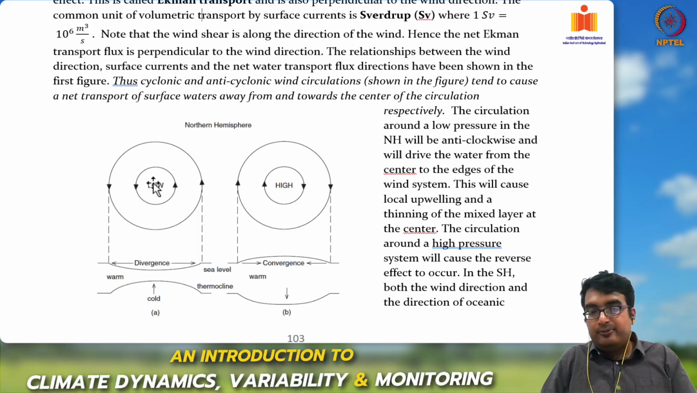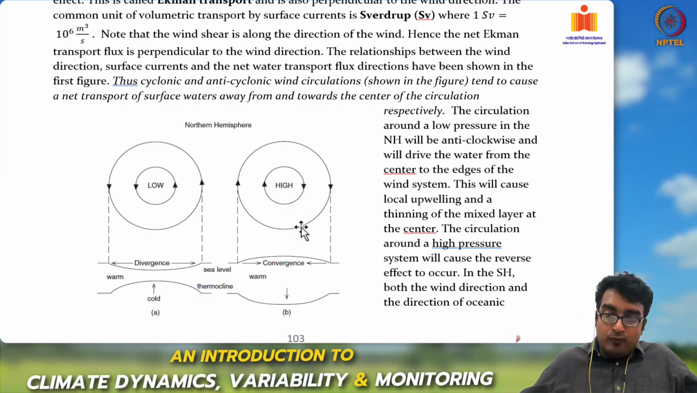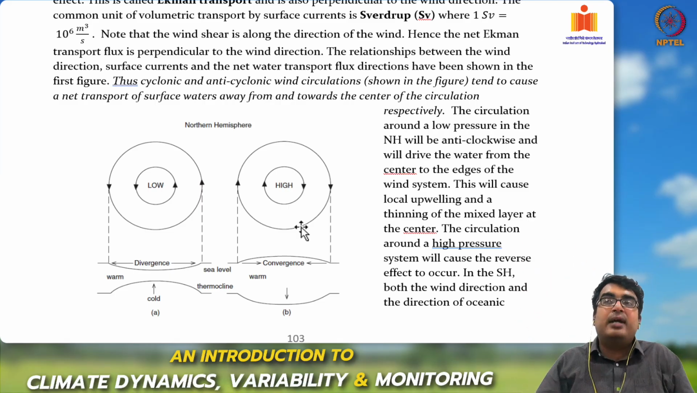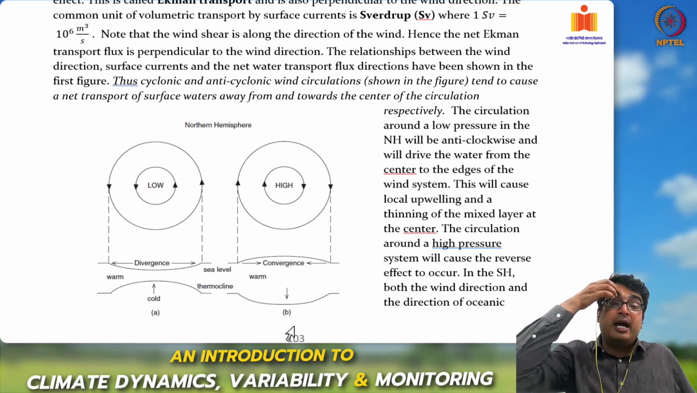On the opposite hand, if you have a high pressure zone, of course, the winds will be moving in the clockwise direction. So, here the right moving is inside towards the high pressure center, and so there will be a convergence of surface waters from the extremities of this anticyclonic circulation towards the center, and then this water will try to move downward. So, there will be a downwelling from the high pressure center.